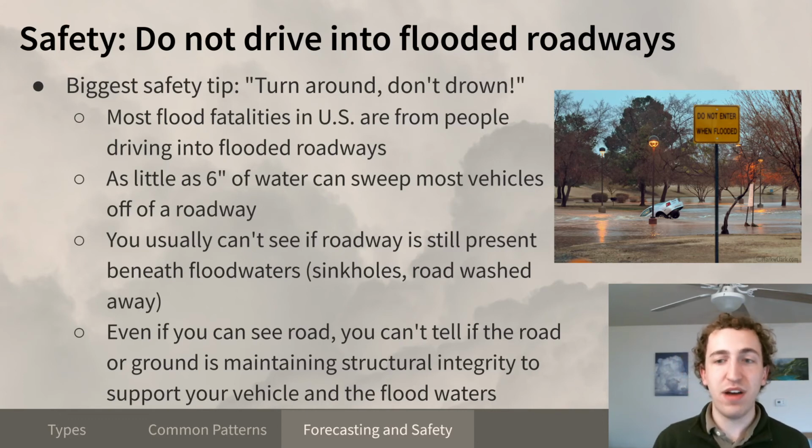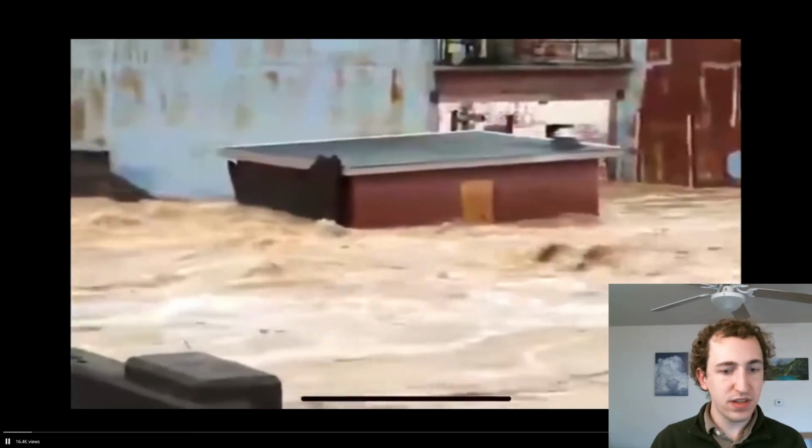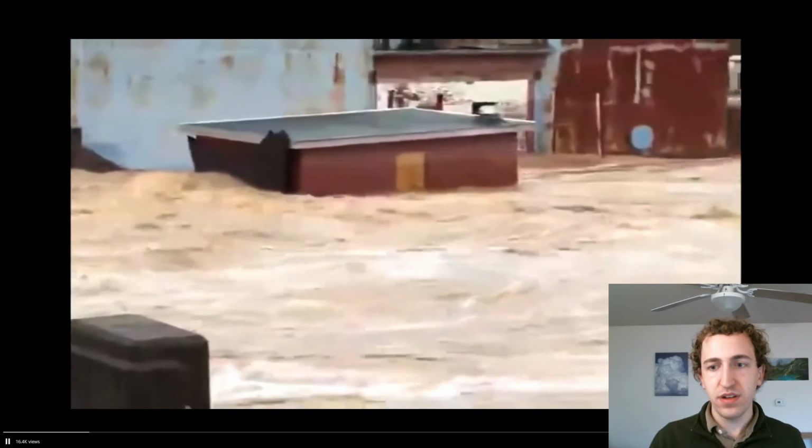Turn around, don't drown. And on that last point, I have a little demonstration video of something I just saw across Twitter a day or two ago that I just wanted to play for you as a demo of this. This is incredibly scary.